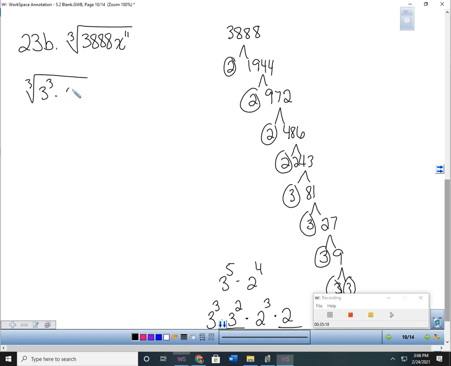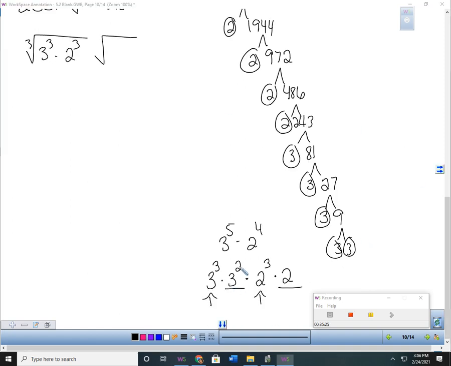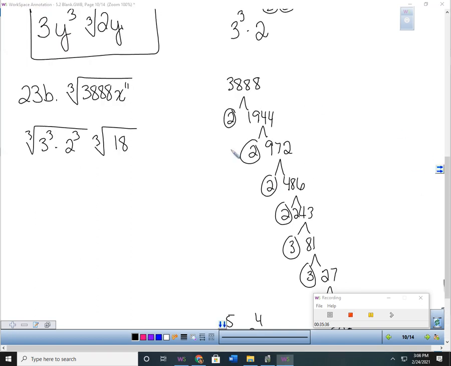All right? So when I write these down, I've got the cubed root of 3 to the third times the cubed root of 2 to the third. Those are my perfects. And then I'm actually going to go ahead and multiply these together. 3 squared is 9, right? And 9 times 2 is 18. There's the number underneath.